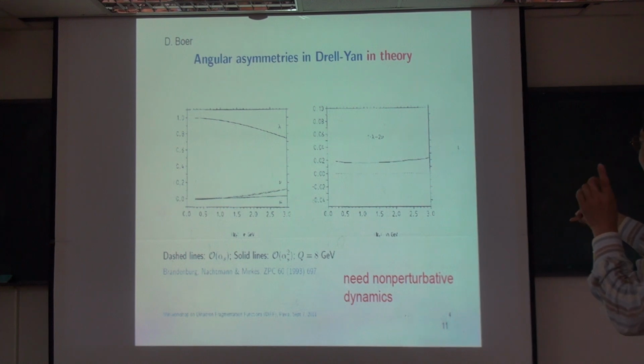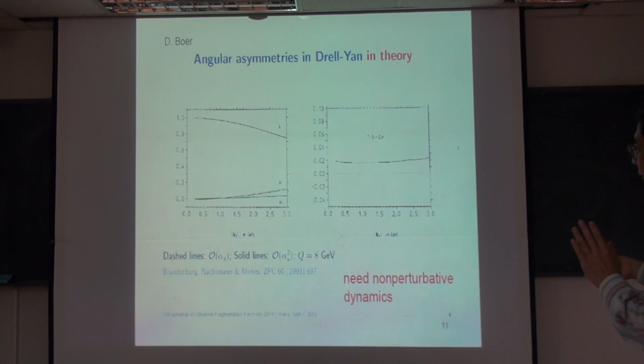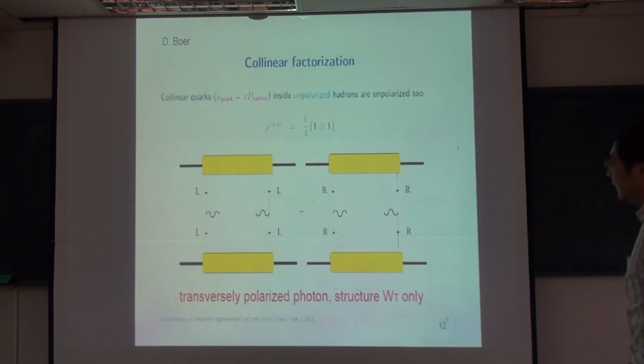And remember that the deviation could be 0.5. So there's no way to use the perturbative correction to explain this deviation. That's impossible. Okay, then how can we understand this puzzle?